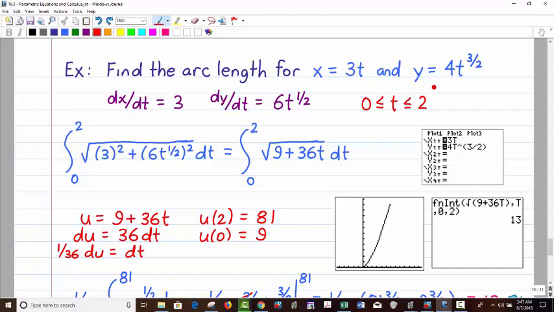x equals 3t, y equals 4t to the 3/2. So the derivative of x with respect to t would be 3. dy/dt would be 6t to the 1/2, from 0 to 2. And so I plug it in here, I get 3 squared. I get 6t to the 1/2 squared. That's going to give me 9 plus 36t, all under the square root. So that's just a perfect u substitution problem.